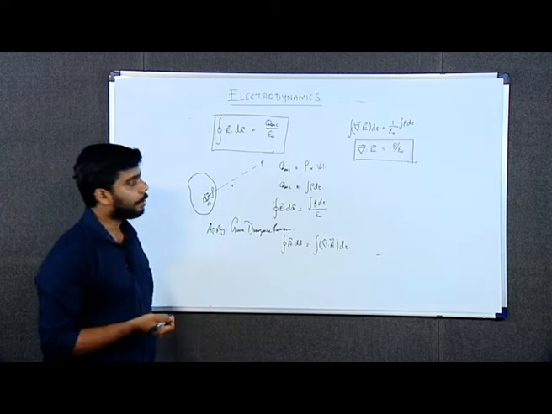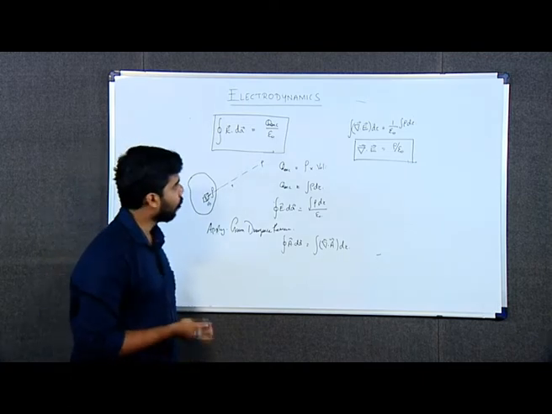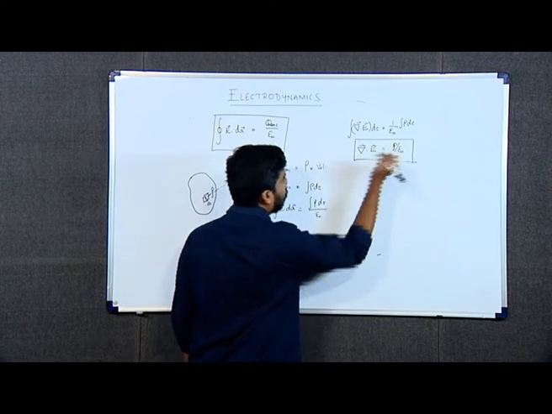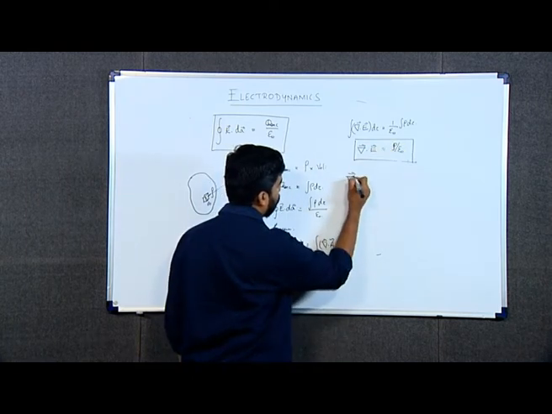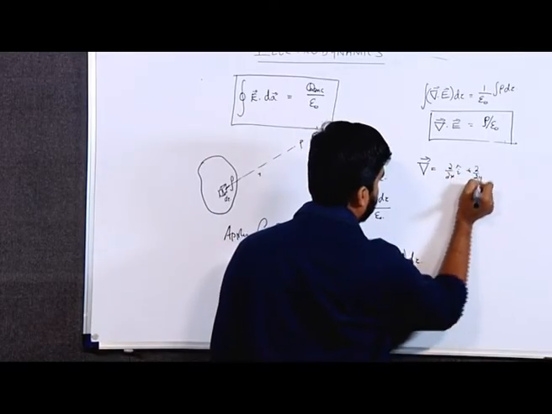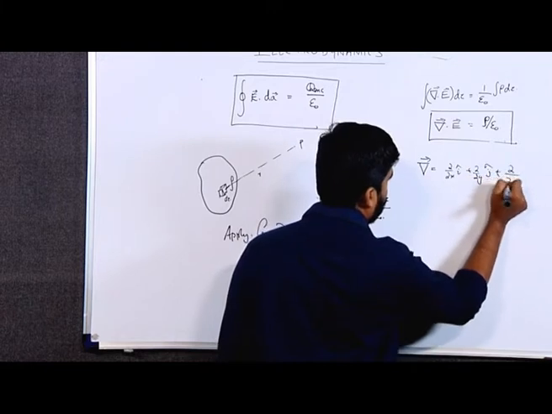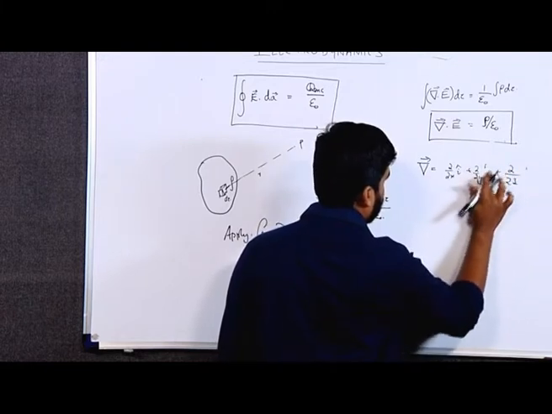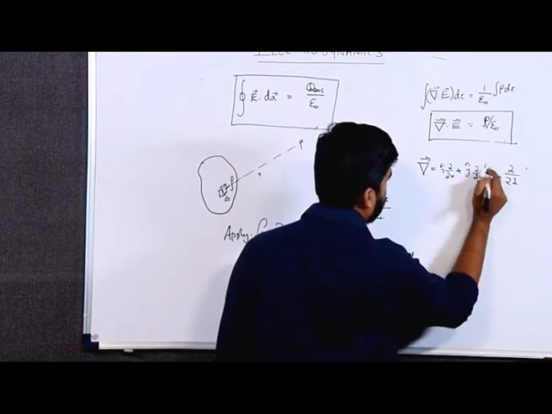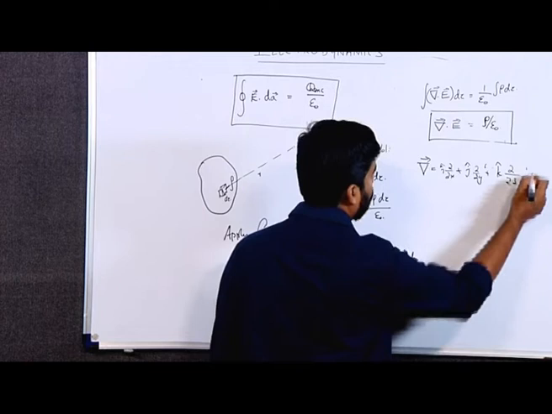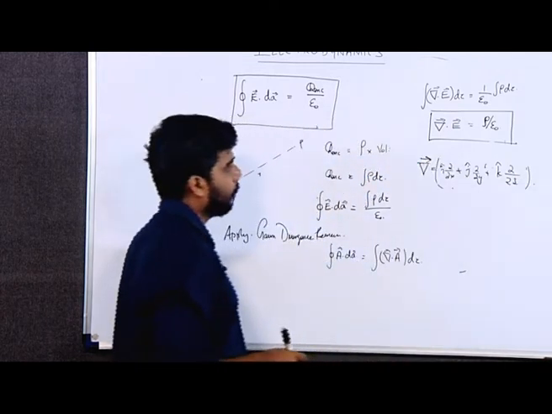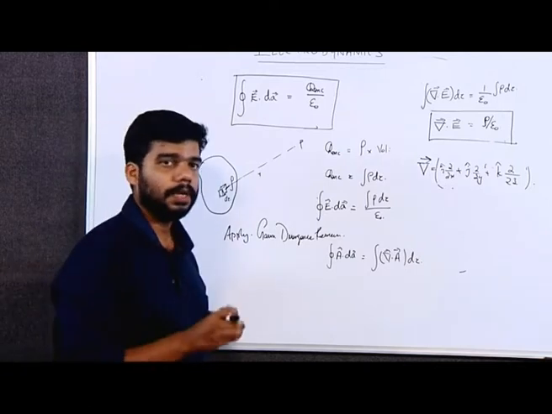This is the differential form of Gauss's law, where rho is the volume charge density, and del, you know, is equal to dou by dou x of i plus dou by dou y of j plus k cap into dou by dou z. It's a del differential operator. This is Gauss's law in differential form.